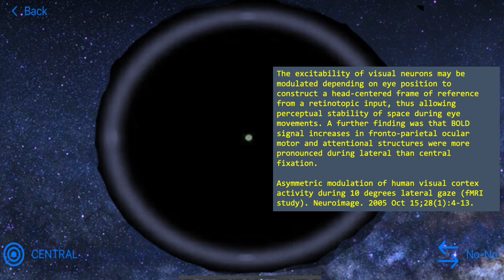From the journal Neuroimaging, published in 2005 October, other researchers demonstrated increased parietal lobe activation and gaze stability when gaze was lateral to a central fixation point. According to the authors, this forces perception into a head-centered frame of reference.